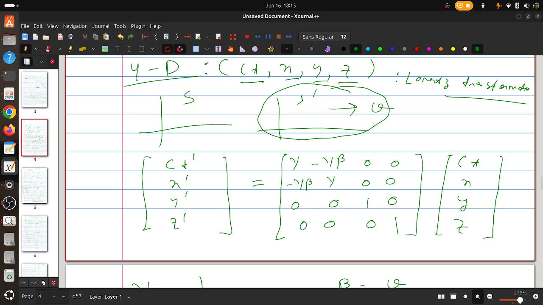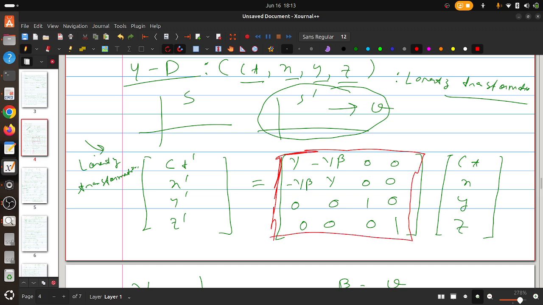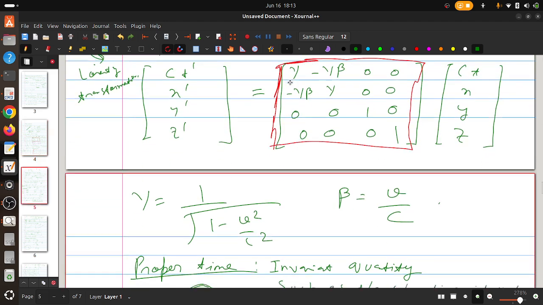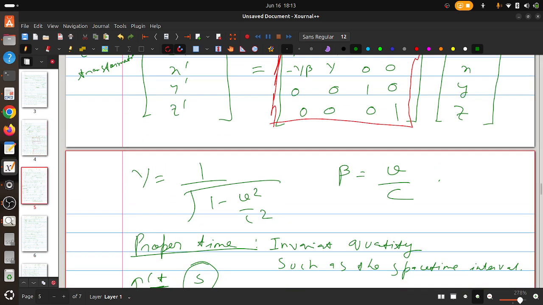This is something I wrote. This equation here is a Lorentz transformation, which we have seen in video number 2. And this matrix here is the Lorentz transformation matrix. It is very similar to before: the prime components are here, then the transformation matrix, and the old components are here. Gamma is defined as this quantity, the Lorentz scale factor, and beta is V by C.